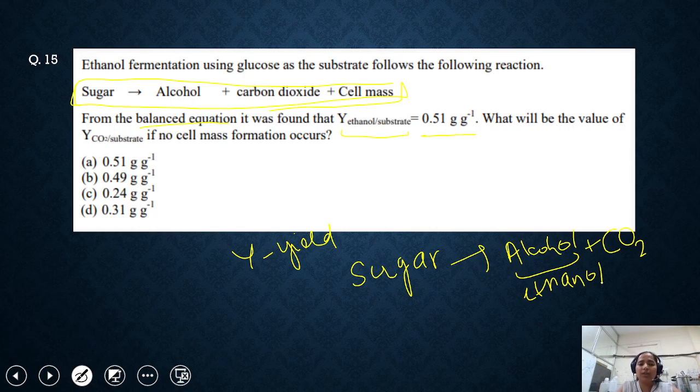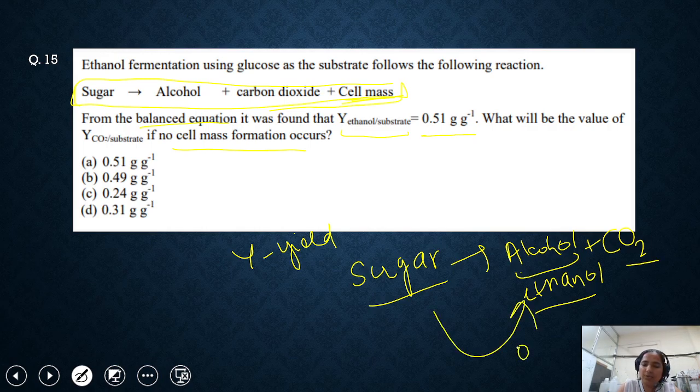So there is no cell mass formation, which means no other product is forming. Sugar is directly converted to ethanol and CO2. From the balanced equation they have found that the yield for the formation of this is 0.51 gram per gram. Then how much CO2 will form?